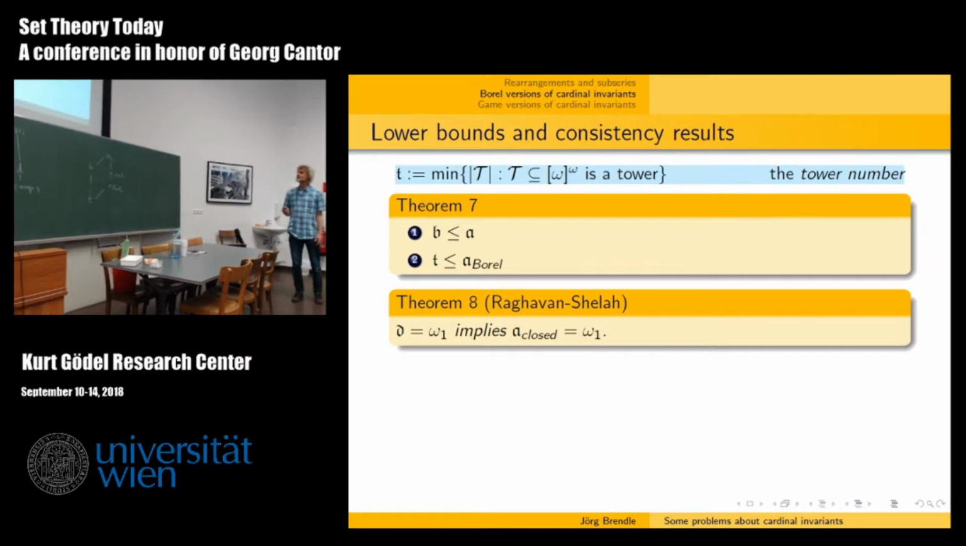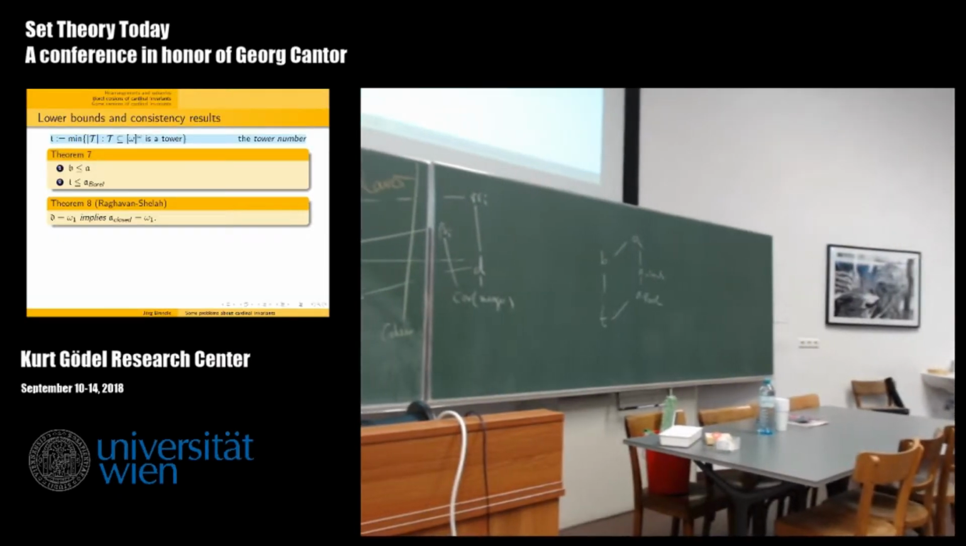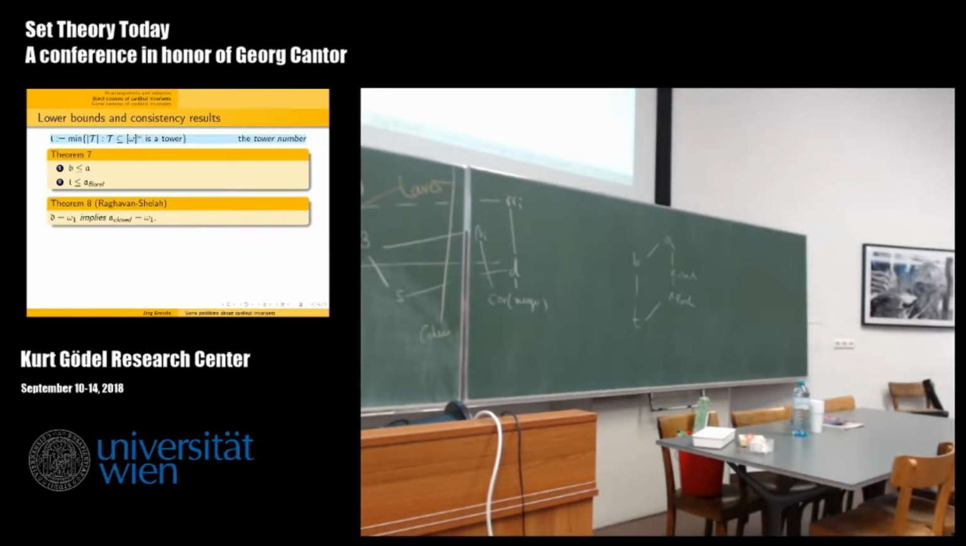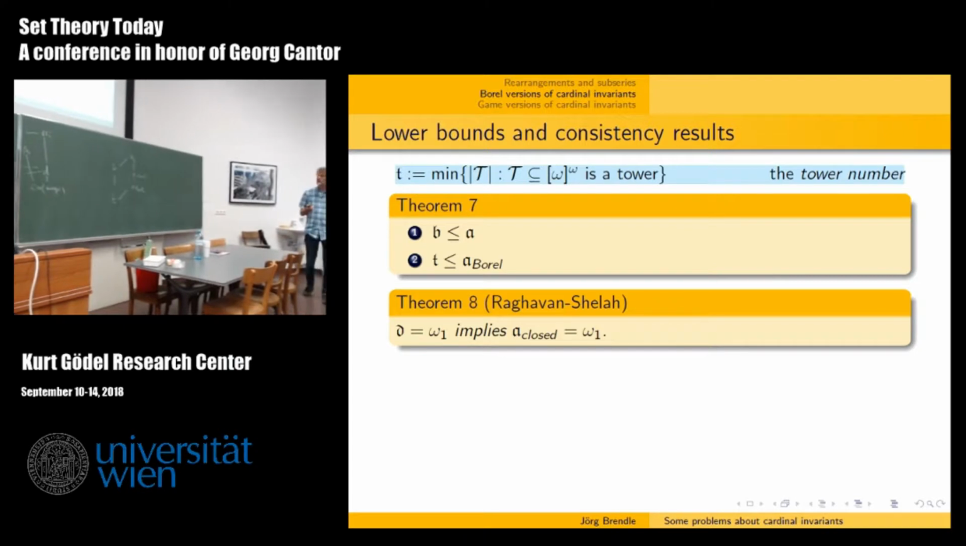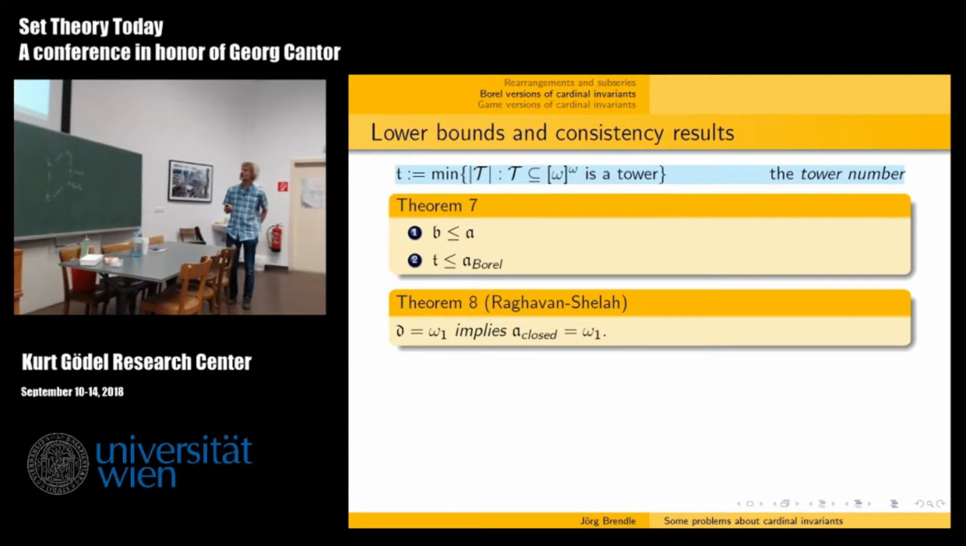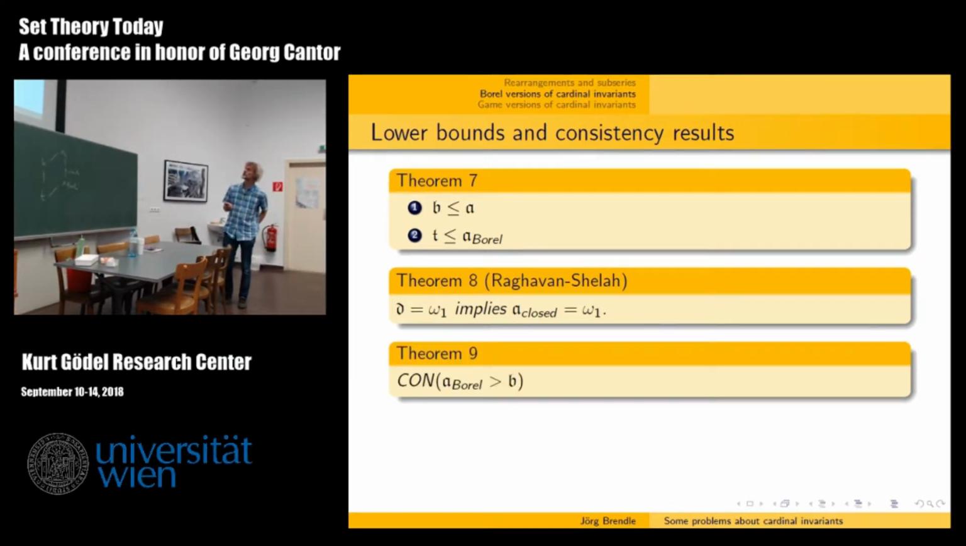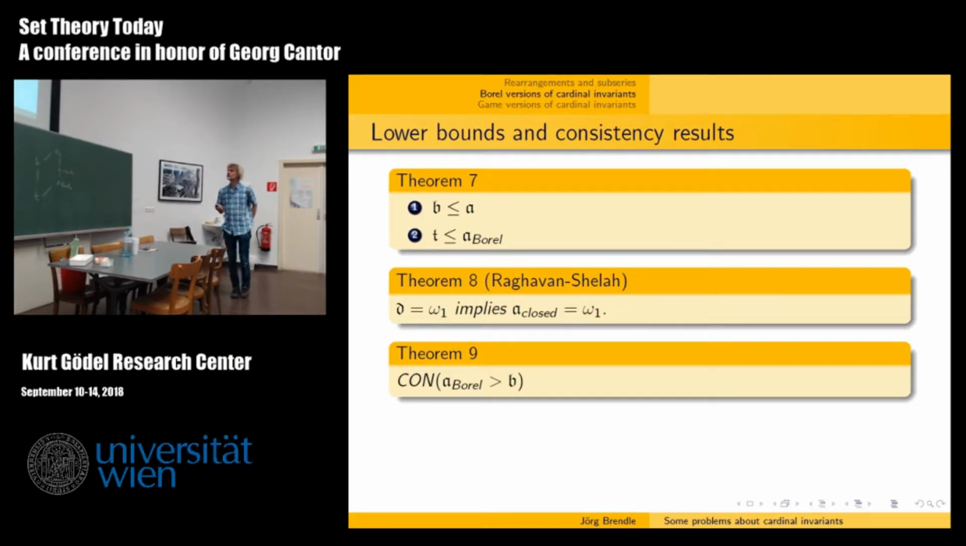Some more results. They are not immediately connected with the questions here. Well, in a sense, they are actually. So D equals Aleph 1 implies that A closed is Aleph 1. It's a result of Raghavan and Shelah. The next one is A Borel. It's consistent that A Borel is bigger than D, so that one can be bigger than that one. So there is a model which splits this diagram like that.